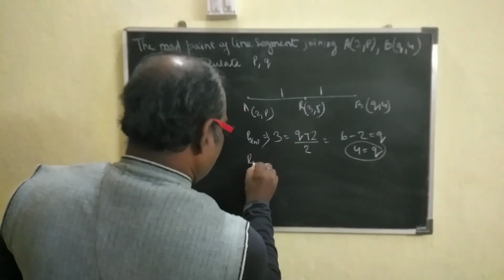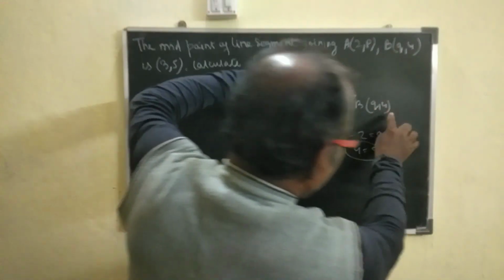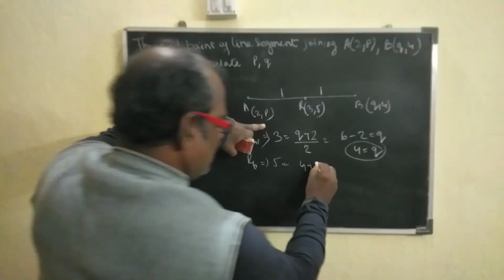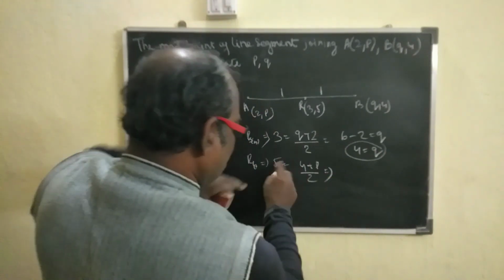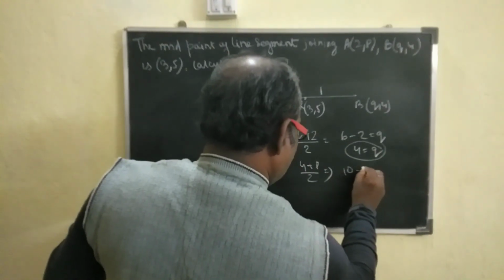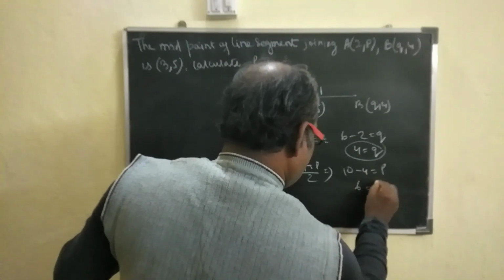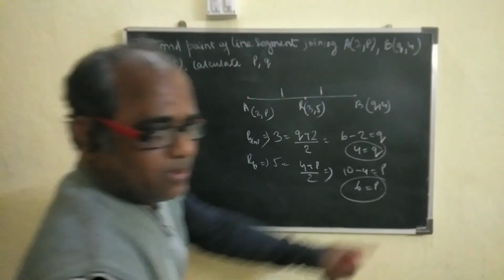Then R, here Y is 5. Now 1 into 4 is 4, plus 1 into P is P, divided by 1 plus 1 is 2, which gives 10 minus 4 equals to P, therefore 6 equals to P. So the values of P and Q are given over here.